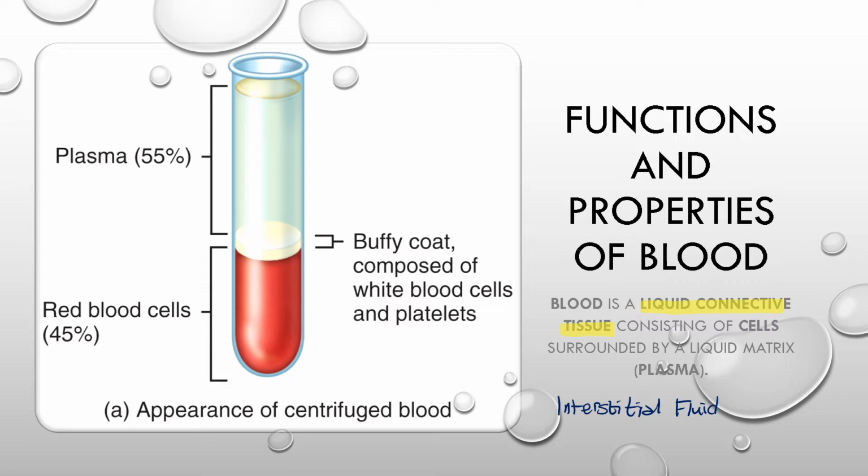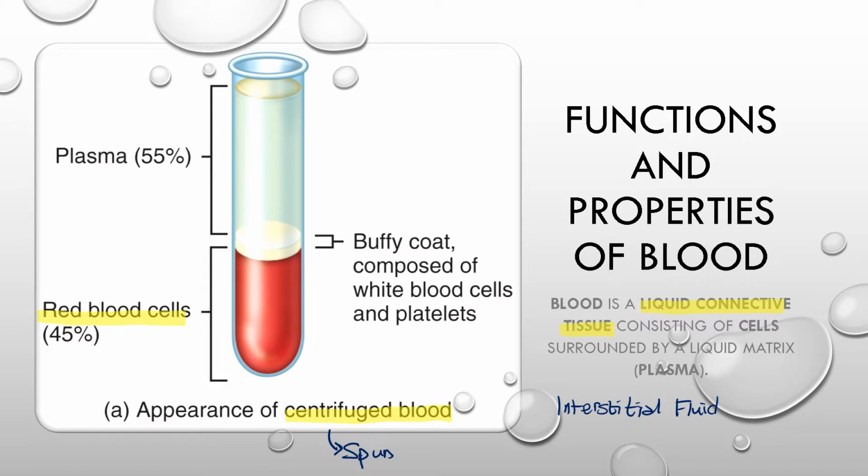Now here on the left in this picture, we have a tube of centrifuged blood. So if a sample of blood is centrifuged, so it's going to be spun down, and it's in this small glass tube, the cells, which are more dense, will sink to the bottom of the tube. So you can see red blood cells here, and the plasma, which is less dense, forms a layer on top.